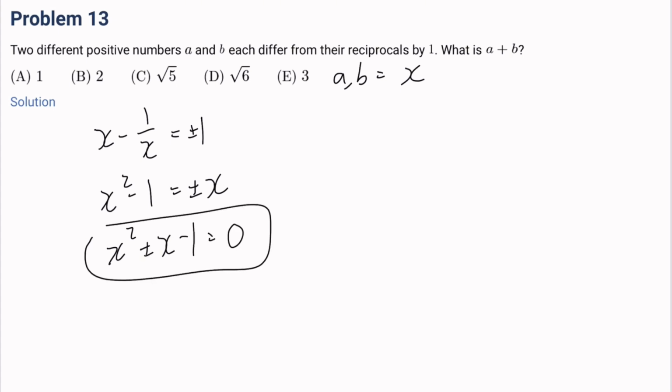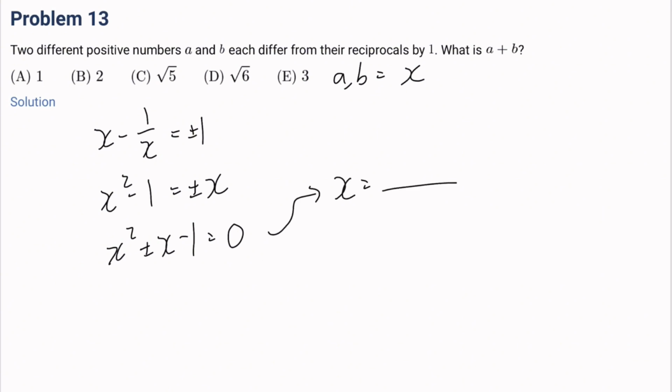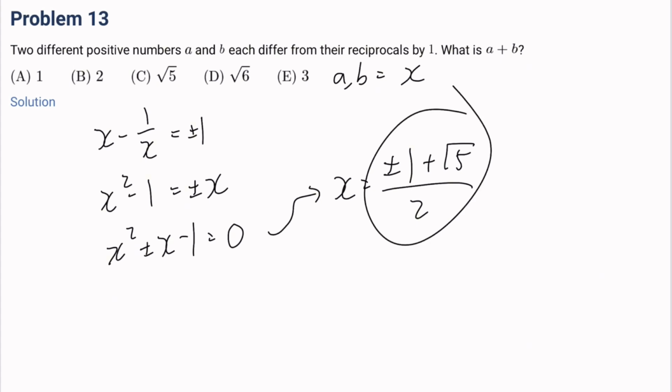And if we use the quadratic formula on this, then we get x equals all over 2, and then plus or minus 1 plus or minus root 1 plus 4, and then this is root 5, right? And they have to be positive numbers, so this sign just cannot be negative, right? Because if it's negative, then all the x values are going to be negative, so this has to be positive. And so this gives us the two values of a and b.